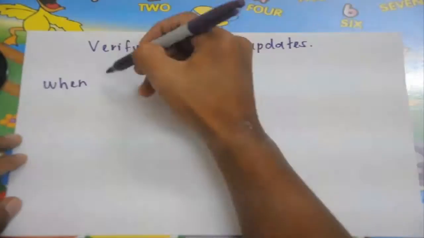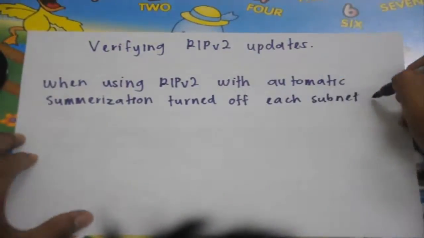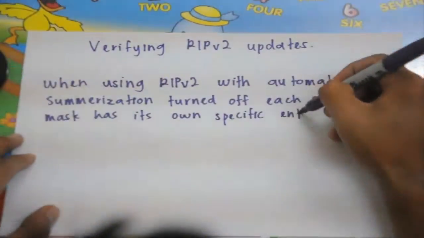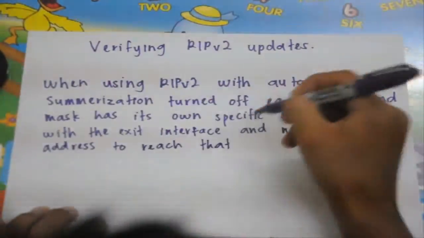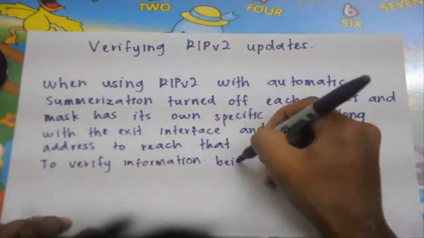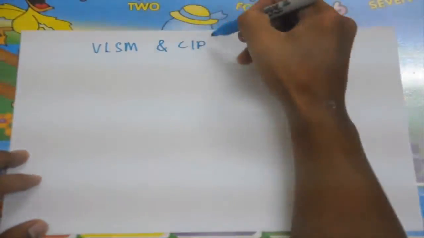Verifying RIP 2 updates. When using RIP 2 with automatic summarization turned off, each subnet and mask has its own specific entry, along with the exit interface and next hop address, to reach that subnet. To verify information being sent by RIP 2, use the debug ip rip command.